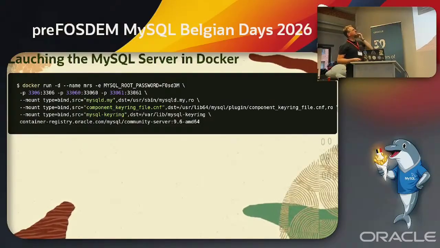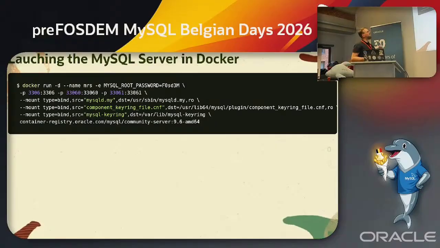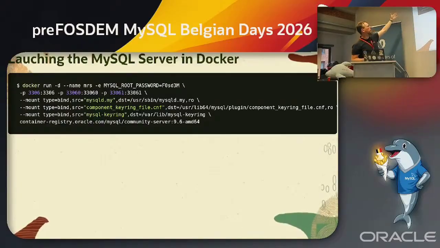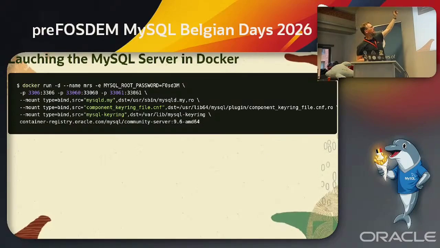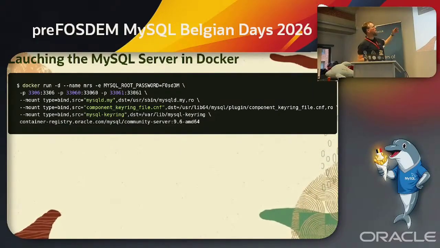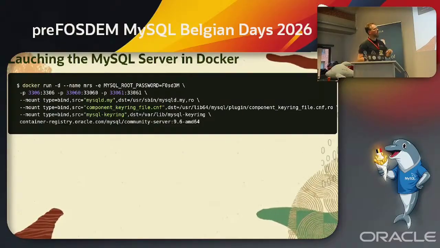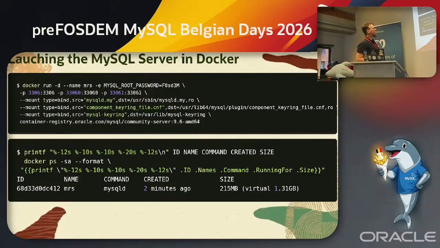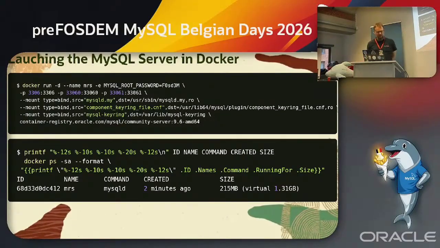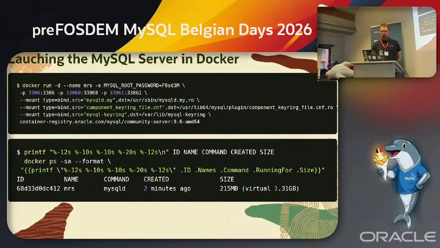Anyway, you are using Docker. So then you need to launch the Docker container like this, and this is what I need to add, right? All the paths for the MySQL my file, the component keyring file configuration, and where the keyring will be stored. When I do that, my container will be started. If we check, we can see MRS is there, it's running for 2 minutes, and the size it used. So far, so good.